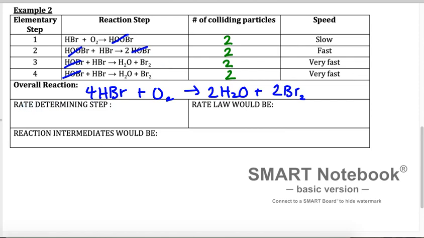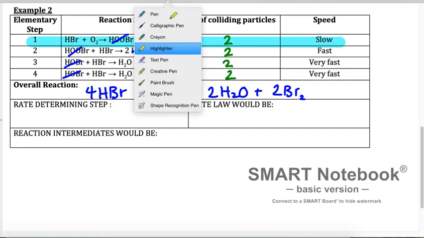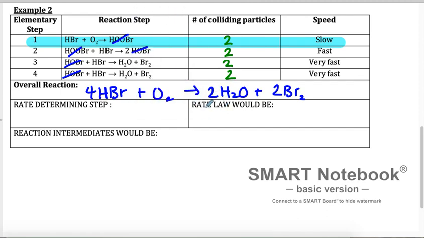The rate determining step, as mentioned before, will be the slowest step, which happens to be step number 1. That step will help us determine the rate law equation. So the rate determining step is step number 1, and that equation is HBr plus oxygen forms HOOBr. So it takes a while for this reaction to occur, meaning it takes the slowest amount of time to form this intermediate.